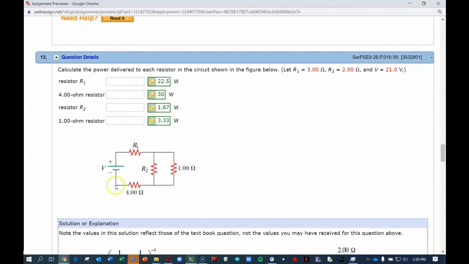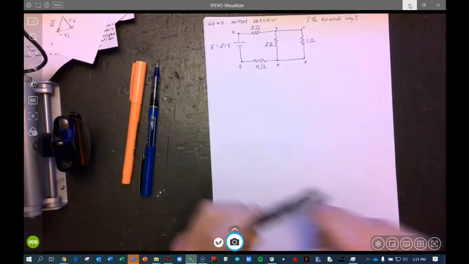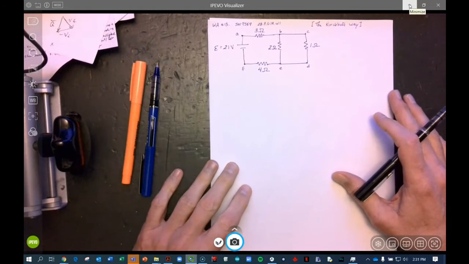Now, Kirchhoff's laws and rules are not required for this kind of problem. You only have one battery. We don't have capacitors. We don't have inductors. This is a basic resistor problem. But I just want to show how to solve it with Kirchhoff and to show that it can be solved with Kirchhoff. So in my problem, R1 is 3 ohms, R2 is 2 ohms, and the voltage drop across the battery is 21 volts. And so all of those are plugged in here, and the problem is repeated here.